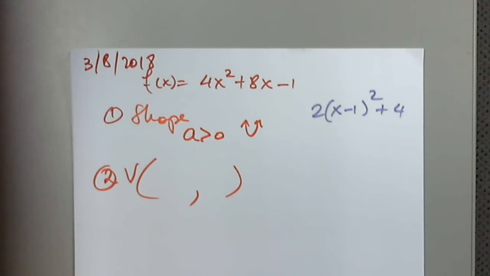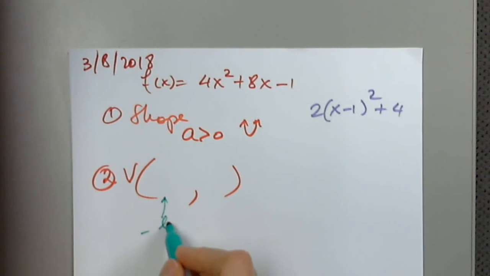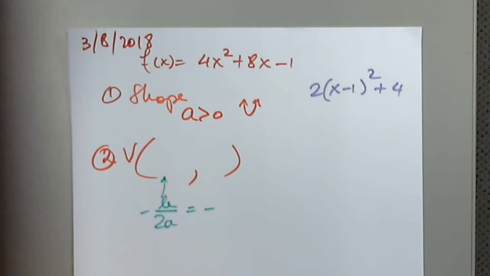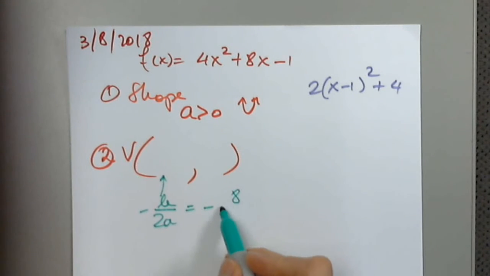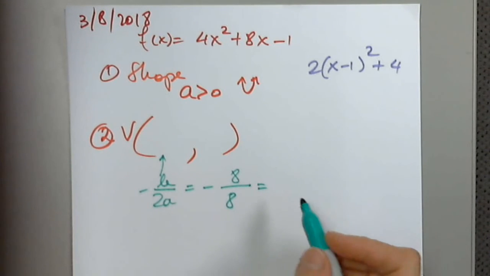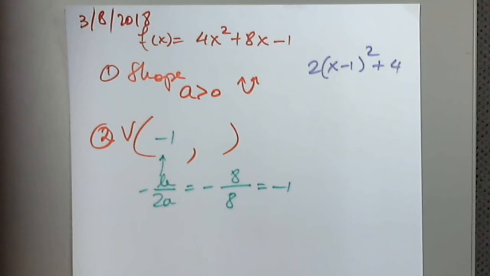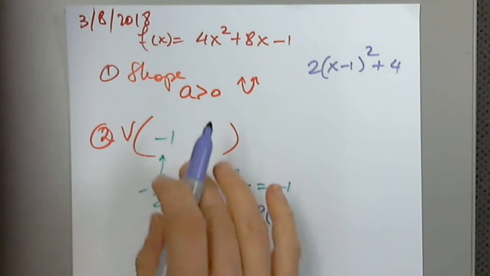Negative b over 2a. So this is the x coordinate, negative b over 2a, negative 8 over 2 times 4, which is 8. Perfect. Good answer. Awesome. How do I find the y-coordinate of the vertex? Exactly. So I have to find f of negative 1.